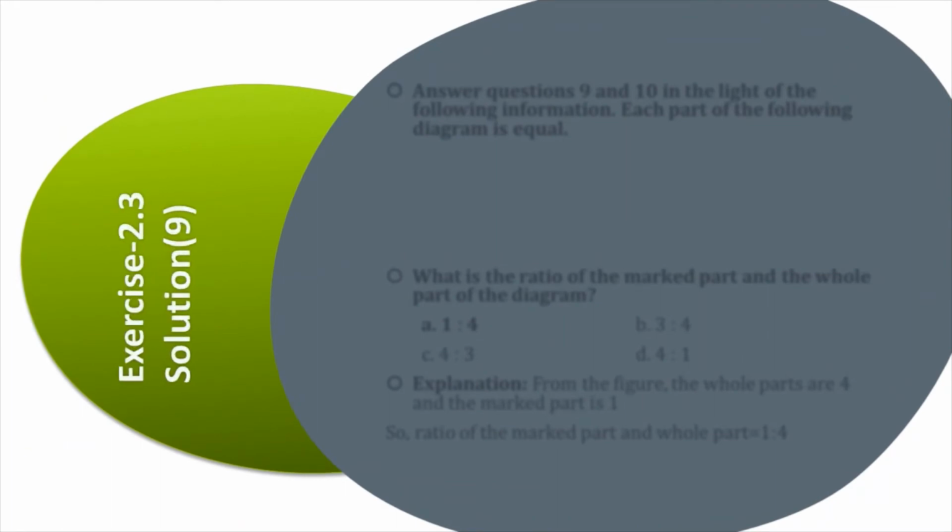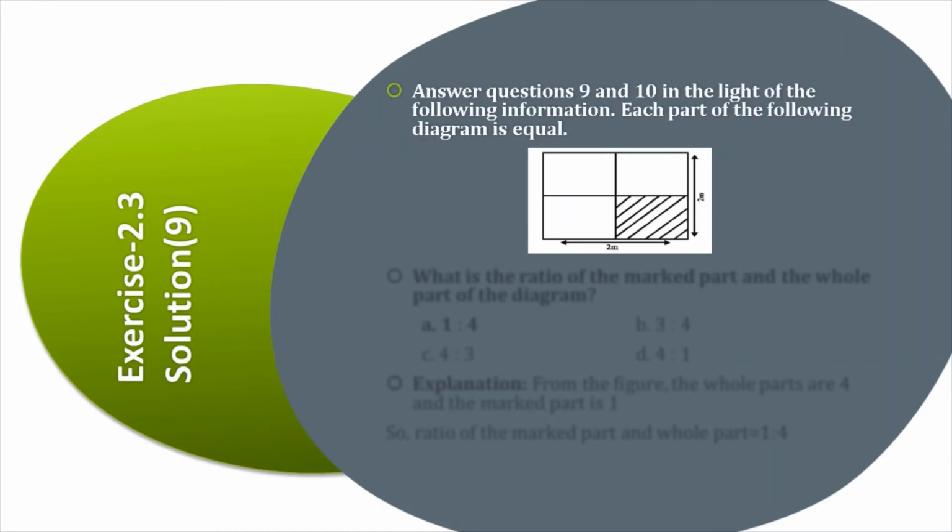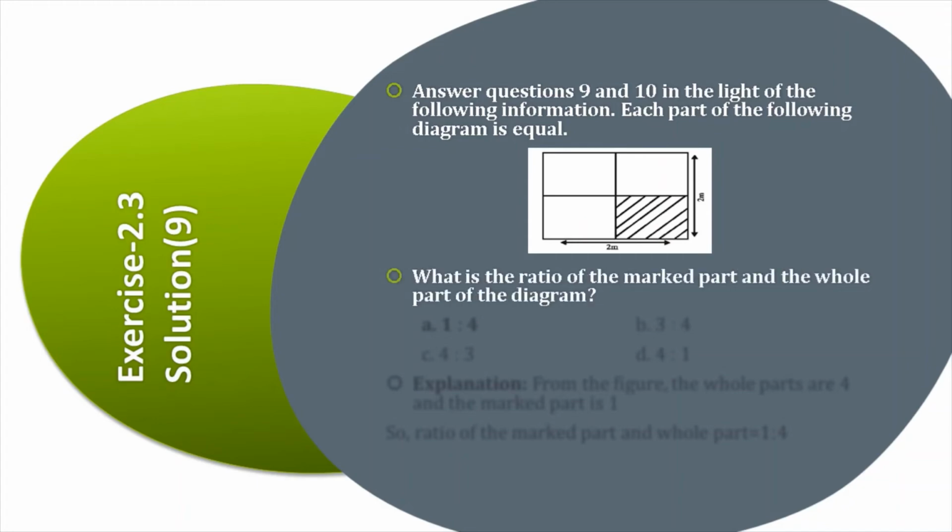Let us see the solution number 9. From this figure, you have to answer questions 9 and 10 in the light of the following information. Each part of the following diagram is equal to each other. That is question number 9. What is the ratio of the marked part and the whole part of the diagram? Let us see the options. 1 is to 4, 3 is to 4, 4 is to 3, 4 is to 1. My dear students, the marked part is 1 is to 4. That is our desired answer.